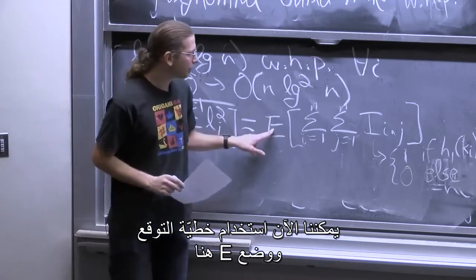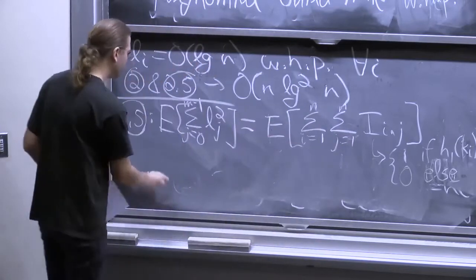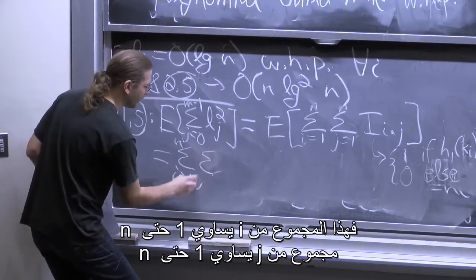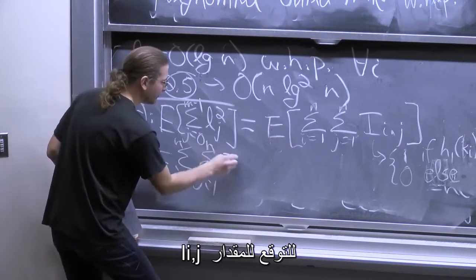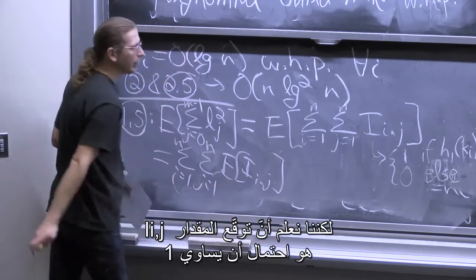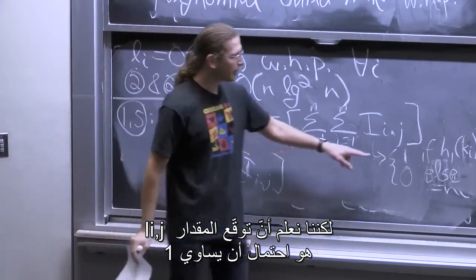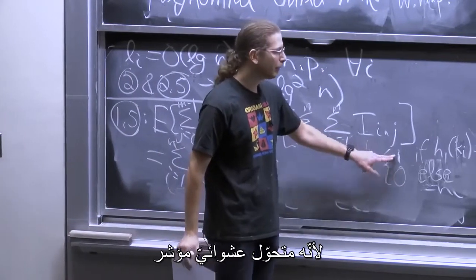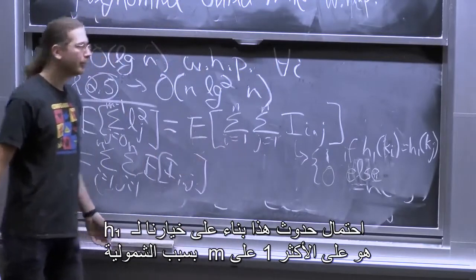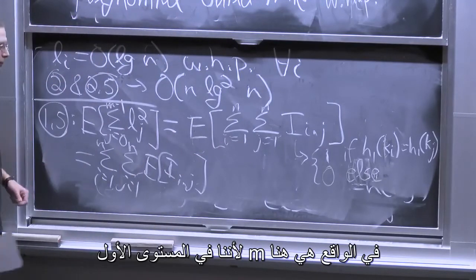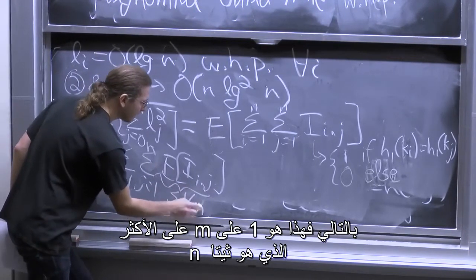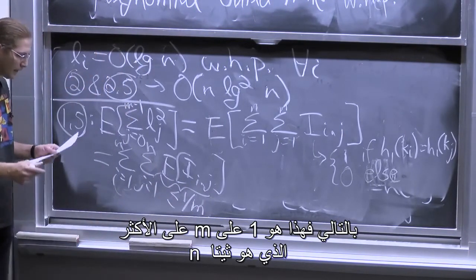Now we can use linearity of expectation and put the E in here. So this is the sum i equals 1 to n, sum j equals 1 to n of the expectation of Iij. But we know the expectation of Iij is the probability of it equaling 1, because it's an indicator random variable. The probability of this happening over our choice of h1 is at most 1 over m by universality. Here it actually is m, because we're at the first level. So this is at most 1 over m, which is theta n.